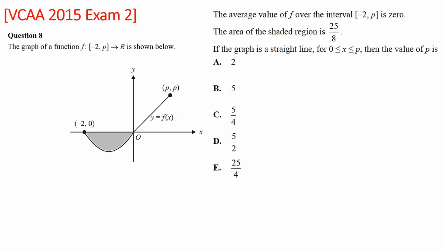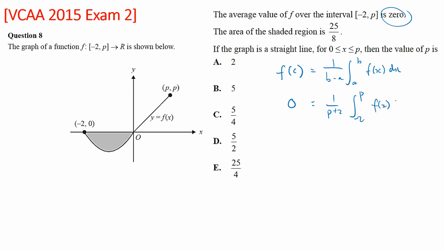That was the key step. So, this is the key part. Average value is equal to 0. You had to understand that f of c, which is the average value, is equal to 1 over b minus a, the antiderivative from a to b of f of x dx. That was the formula. If you say that f of c is 0, because they said average value is 0, and the interval was between -2 and p, then it's just 1 over p plus 2 times the integral from -2 to p of f of x dx.